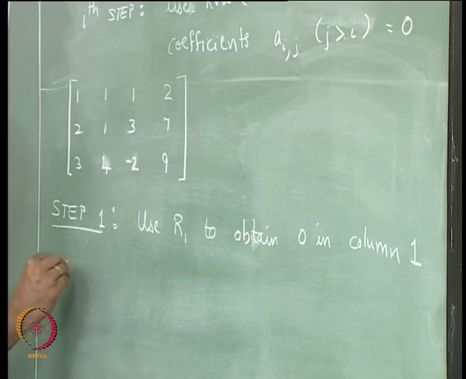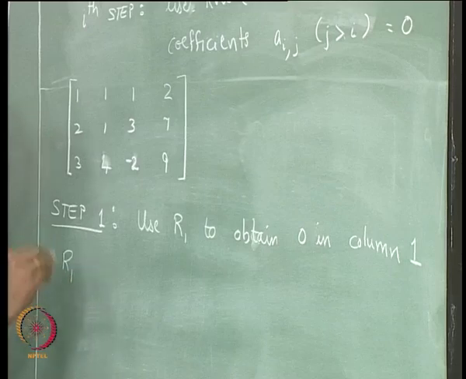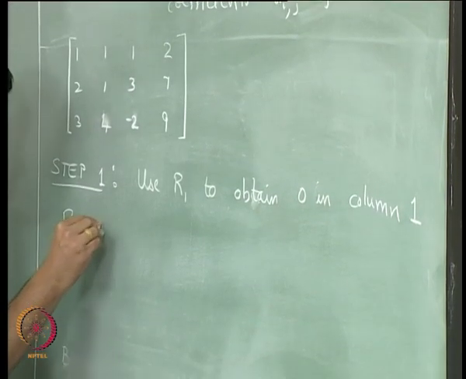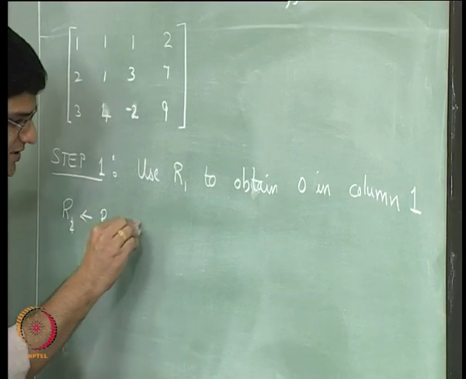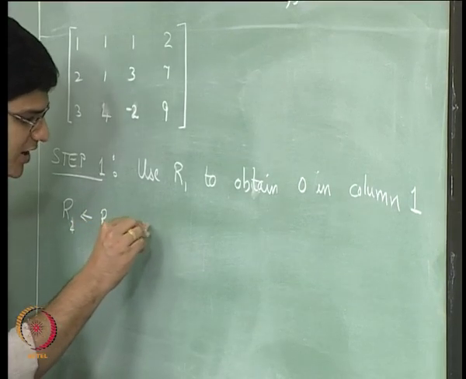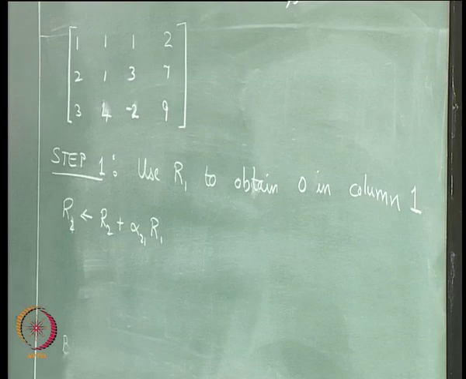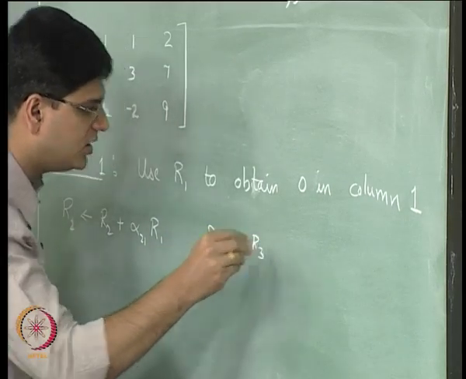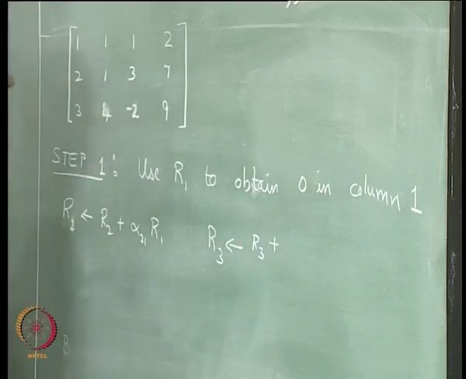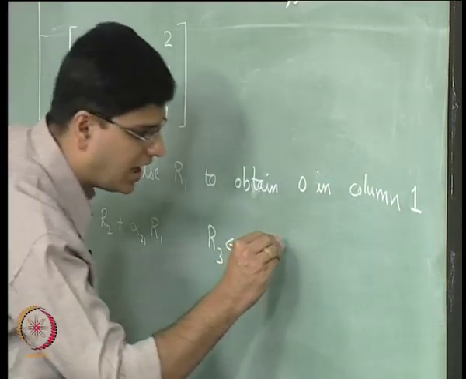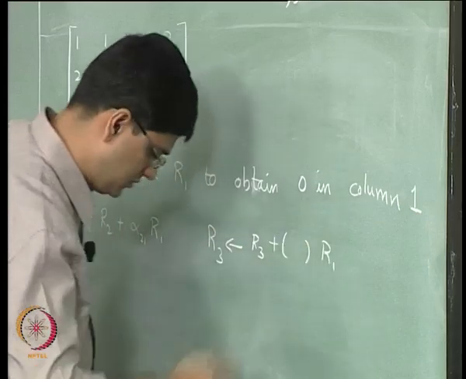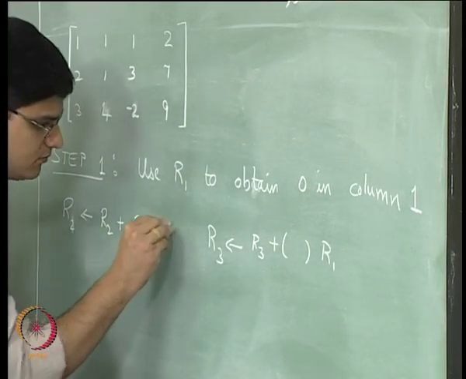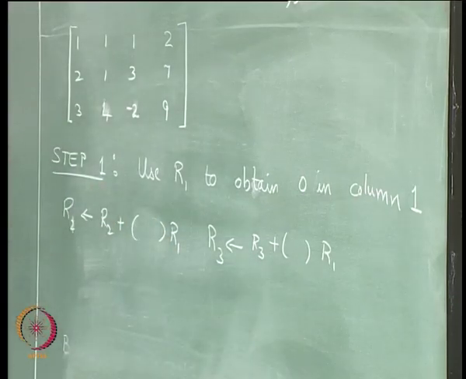Okay. So what we will do is our R2 is going to be our original R2 plus some coefficient alpha 2 1 multiplied by R1, and likewise we will have R3 as R3 plus some coefficient multiplied by R1. I will write it in this particular form. Okay. So what did we do over here?